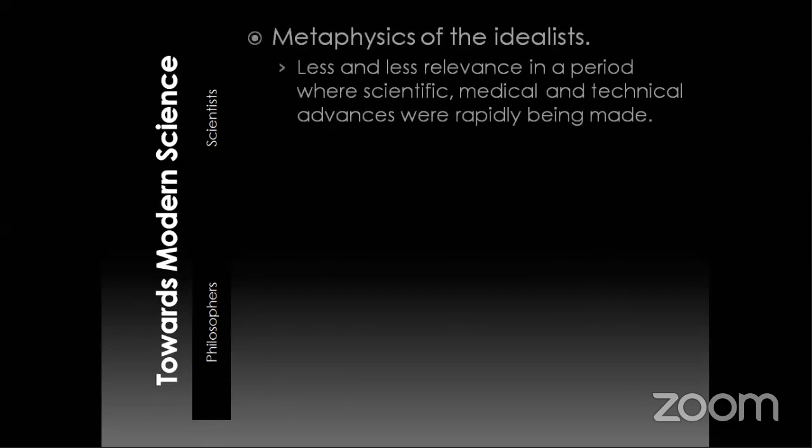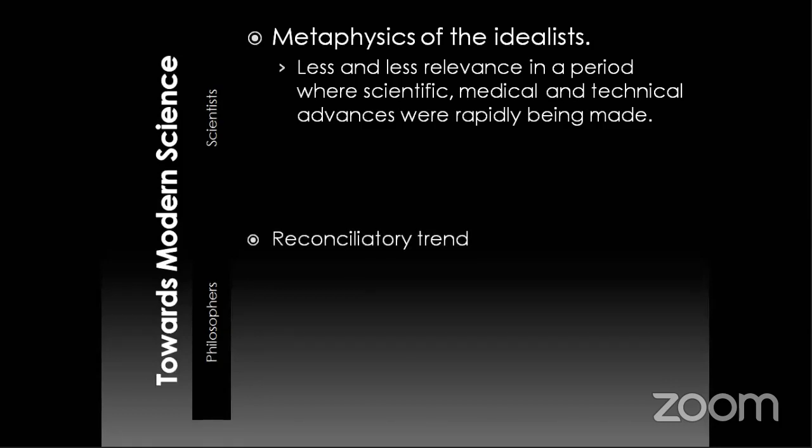Now, immediately after the Second Industrial Revolution, there was a deep schism, a deep difference of opinion between the philosophers and the scientists. Scientists disagreed on the metaphysics of the idealists. And with this industrial revolution, it was less and less relevant in a period when scientific, medical, technical advances were rapidly being made. So philosophers also tried to adjust to the new situation arising out of the Second Industrial Revolution.